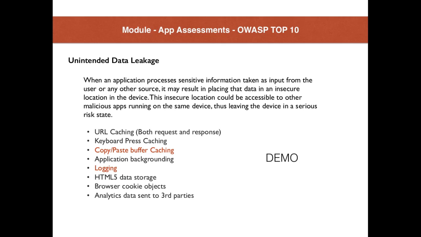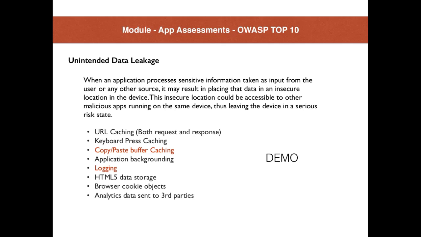And copy paste buffer caching. Let's say your application is some banking application and you're copying some credit card number, and the moment you copy it, it will be kept in a place called clipboard, and the clipboard is publicly accessible to any other application. So if you're placing something sensitive onto the clipboard, that is dangerous. So we're going to see that.